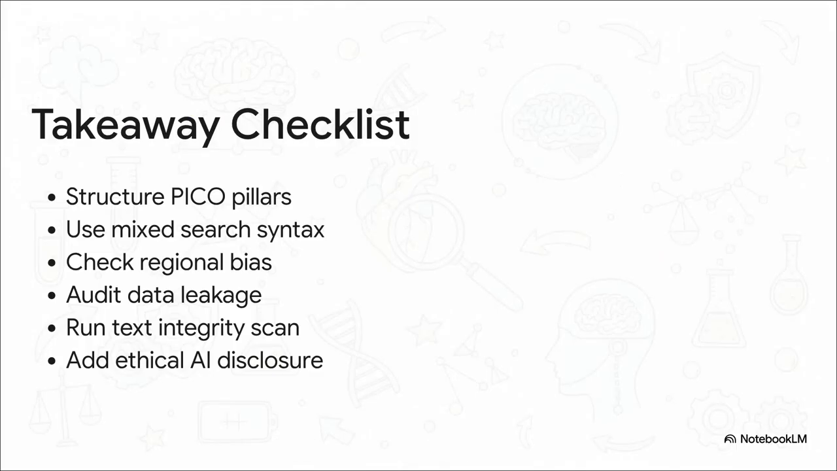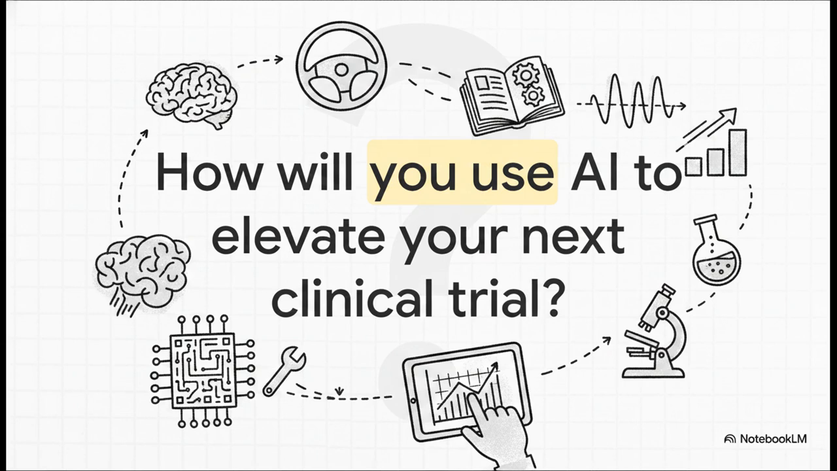As we wrap up this workstation demonstration, honestly, you might want to screen grab this checklist or just print it out for your desk. Before you submit anything, ensure you've structured your PICO pillars before prompting. Verify you've mixed your search syntax and checked regional registries for complete data coverage. Audit those statistical models for data leakage, run a strict integrity scan for tortured phrases, and always include your AI transparency disclosure. And a golden rule: never accept an AI citation without actually clicking the original DOI. AI is an absolute powerhouse, but only when it's driven by your specific clinical expertise. It removes all that administrative friction so you can actually focus on the science.